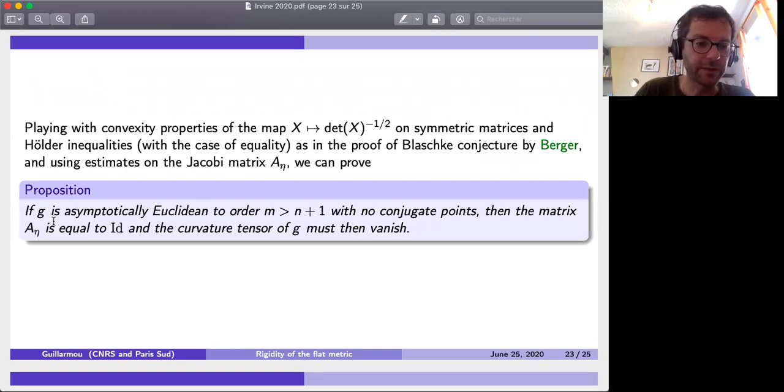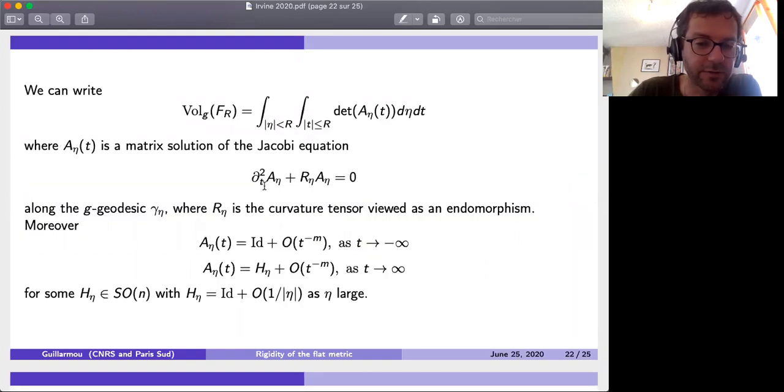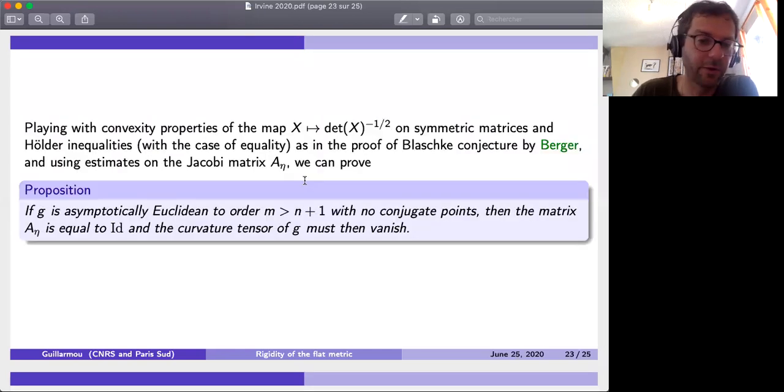So using this, we can actually show that if G is asymptotically Euclidean to order M strictly bigger than the dimension plus 1, and assuming that it has no conjugate points, then the matrix A of eta, using this trick with the equality case of Hölder and this strict convexity, is going to be equal to the identity. And then, of course, if A is equal to the identity, when you come back to the equation that A satisfies, you see that R times A is 0, which means that the curvature tensor R is 0. And then you have proven that the curvature tensor is 0.